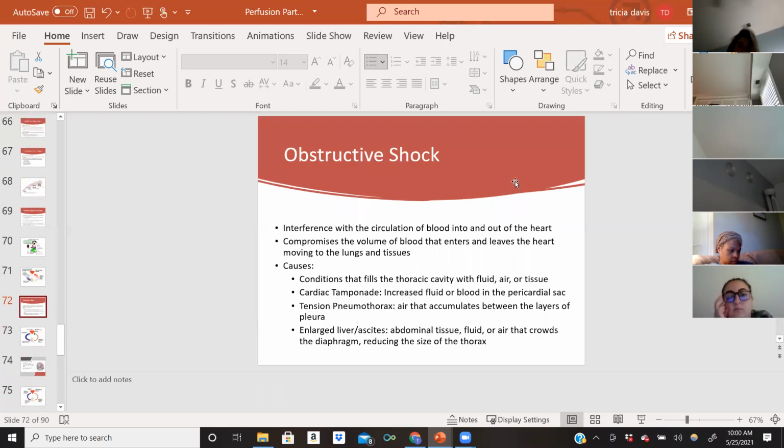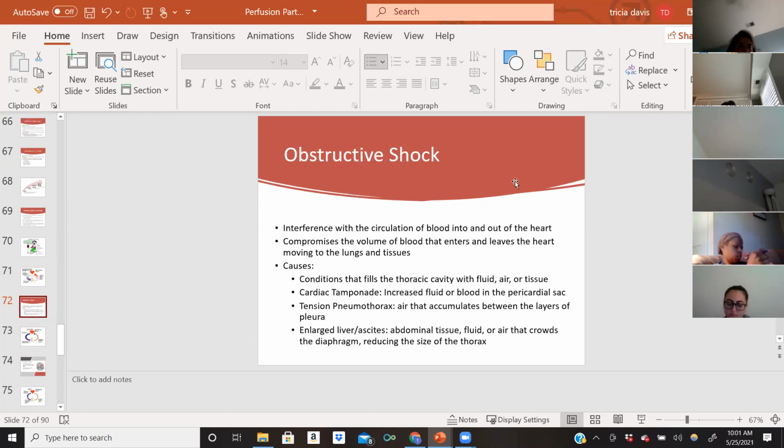All right, so obstructive shock. So obstructive shock is the interference with the circulation of blood in and out of the heart. So this is anything that compromises the volume of blood that enters and leaves the heart going to the lungs and to the tissues. So causes of obstructive shock, this would be any condition that's going to cause our thoracic cavity to fill with fluid, air, or tissue. We see obstructive shock in patients that have cardiac tamponade. We talked about that. That's that increase in fluid or blood in that pericardial sac that puts pressure on the heart so it can't beat.